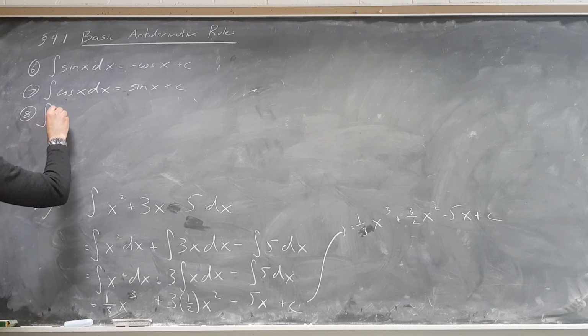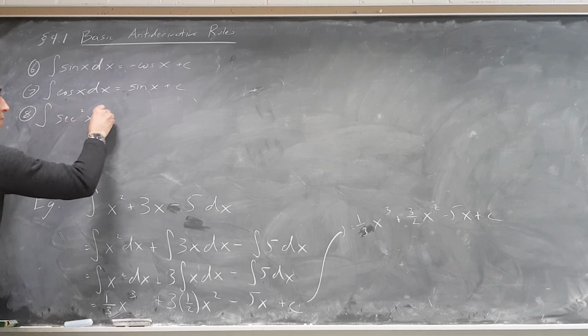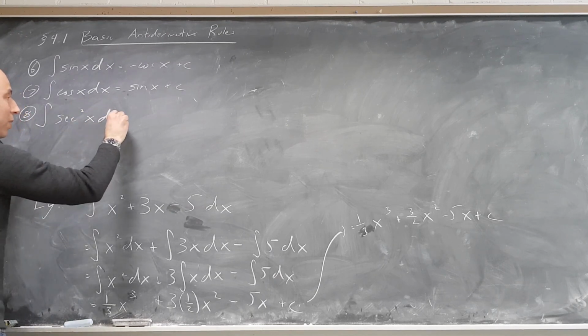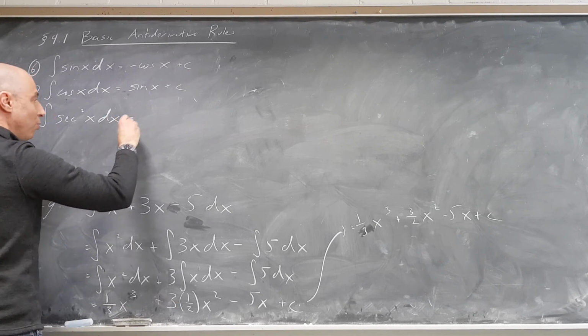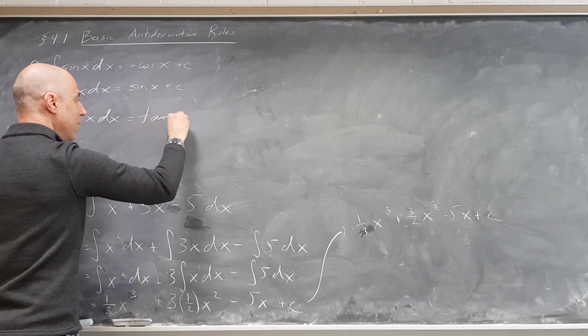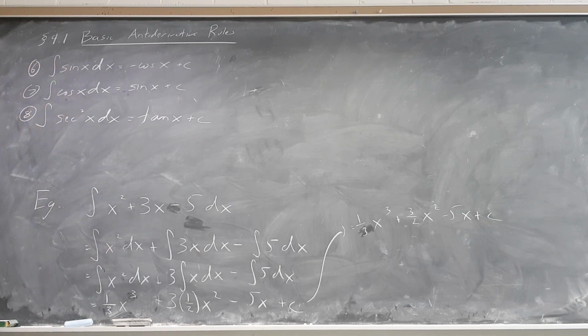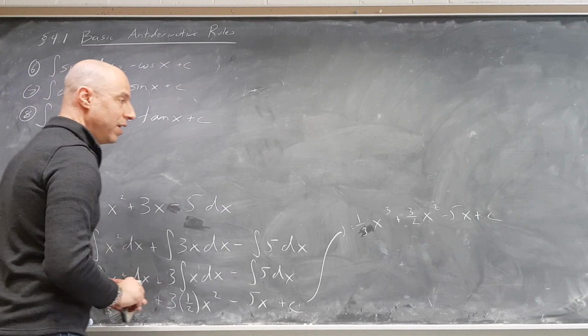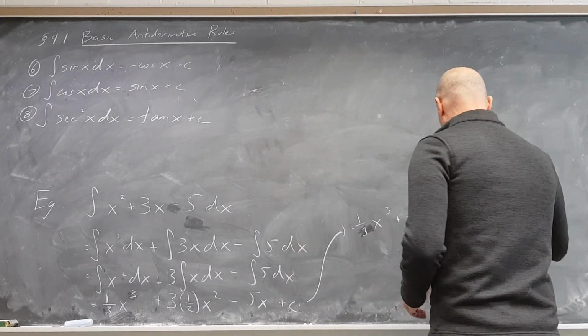The antiderivative of secant squared of x, we did this one last time as a problem. Now I'm going to ask you to memorize it as a rule, is tan x plus a constant. Because you know the derivative of tan is secant squared. And a few more involving exponentials.